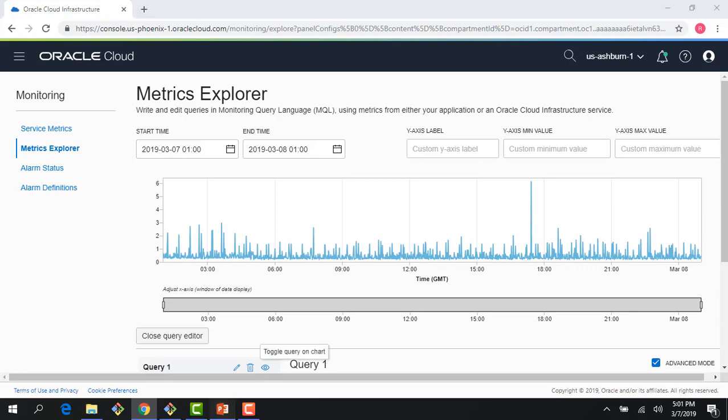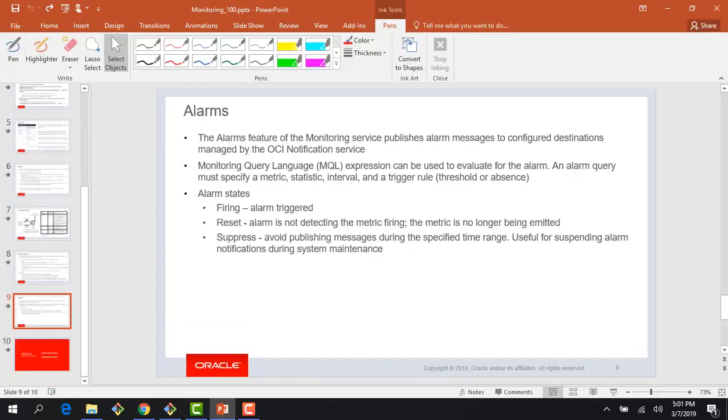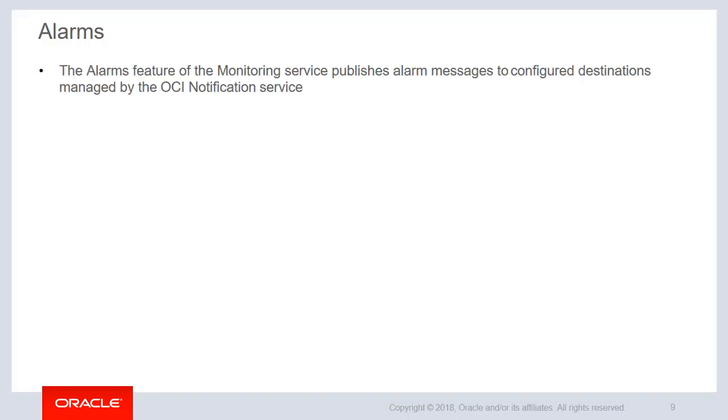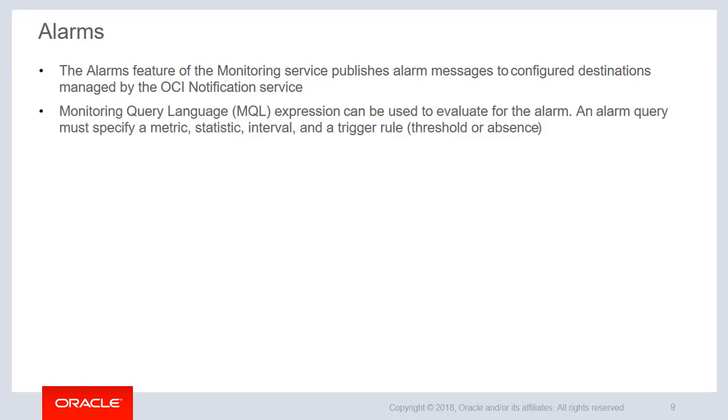Okay, so the last thing in the monitoring service are the alarms. The alarm feature of the monitoring service publishes alarm messages to configured destinations managed by the OCI notification service. So you can use monitoring query language to evaluate for the alarm. An alarm query must specify a metric, statistic, interval, and a trigger rule.